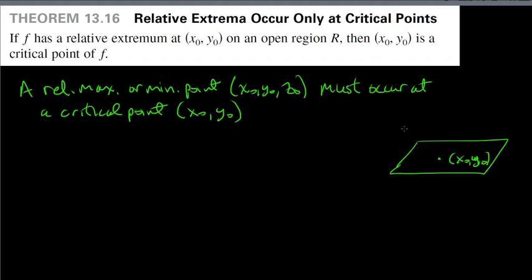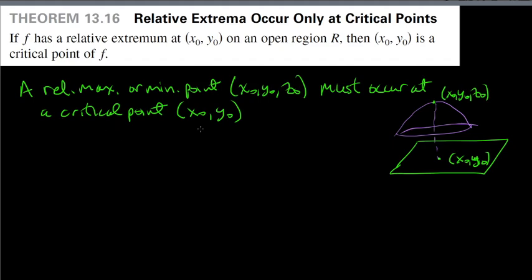And then when you look at the surface, the surface might have a maximum or a minimum there. So when you go up to the surface, the peak of that surface, the highest point, gives you your (x0, y0, z0), z0 being this height, the difference between the two points. You can't be a minimum or a maximum and not be a critical point.